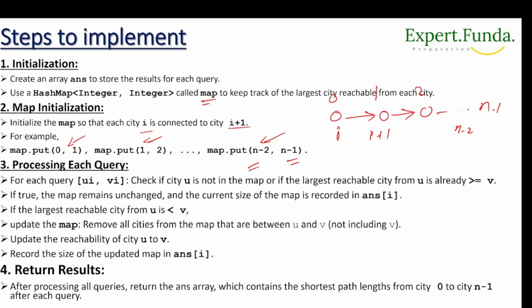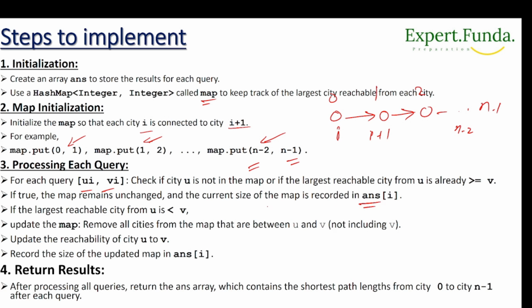Next, you have to think how we are going to process each query. For each query, we know UI and VI. We will check if the city U is not in the map, or the largest city from U is already greater than or equal to V. If true, then the map remains unchanged, and the current size of the map we will record in the answer of I. We'll take an array and we'll put it there, right?